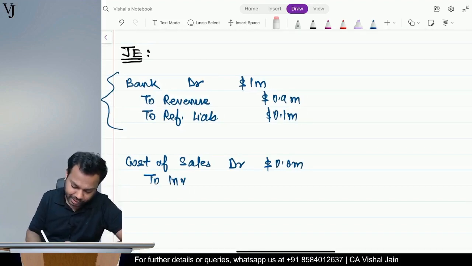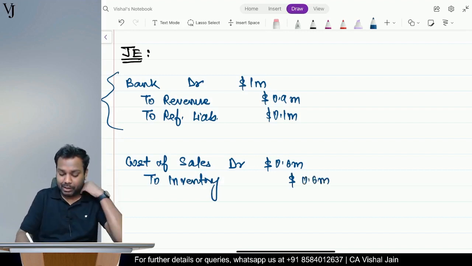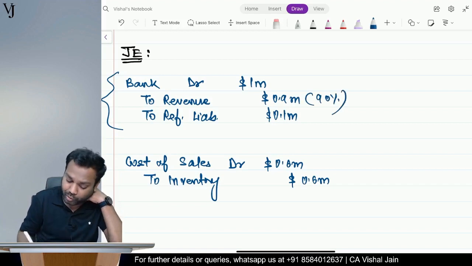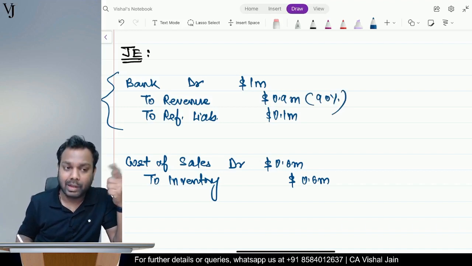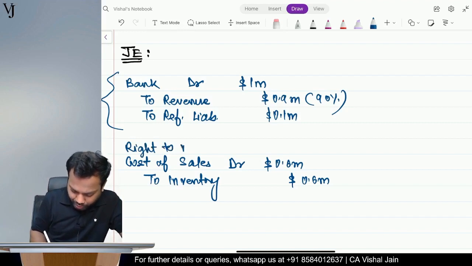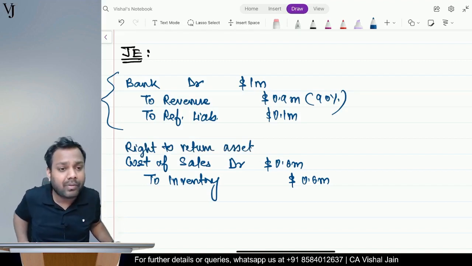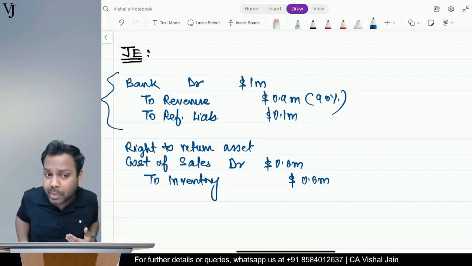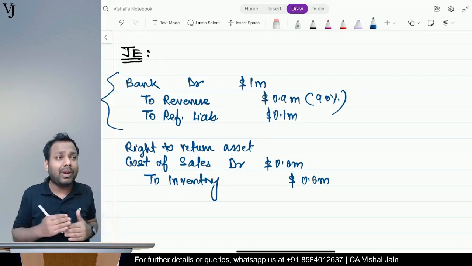Ideally we would have passed this entry to inventory $0.6 million. But since this revenue is recognized only at 90%, we will record the cost of sales only to the extent of 90%, and the rest we will not recognize as cost of sales. We will reverse it and recognize a right to return asset. You will say, sir, if you are not recognizing a cost, why not keep it as inventory? We cannot keep it as inventory. Why? Because the goods are not with me. The goods are with the customer, right? Either we recognize a right to return asset, or you can say inventory lying with the customer.